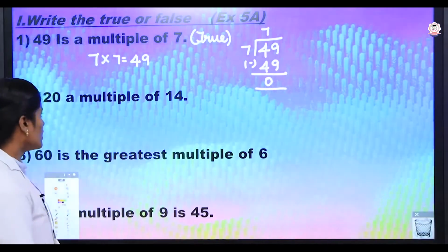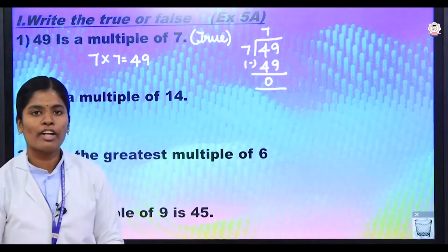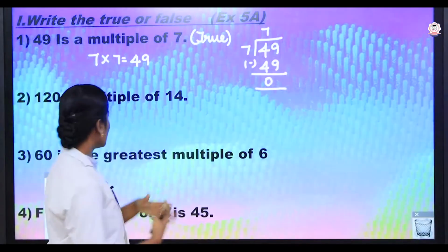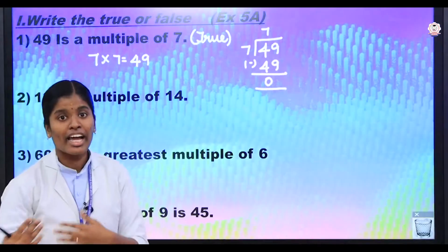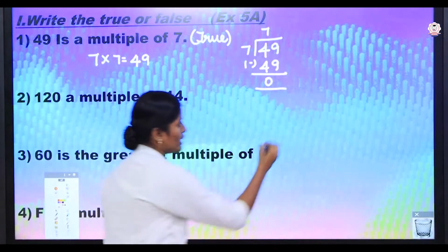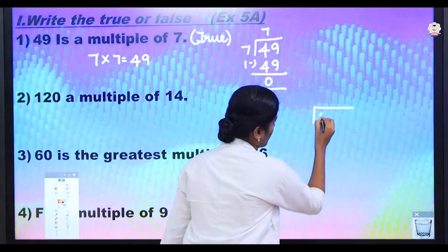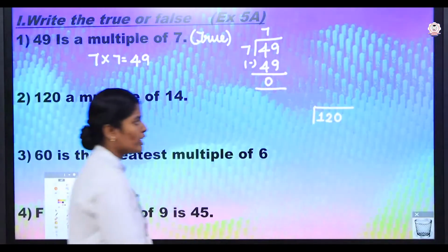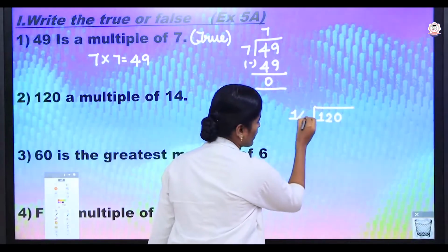And our second question, 120 is a multiple of 14. Here the dividend value is 120 and the divisor value is 14. So take 120 divided by 14. So write the 14 table.